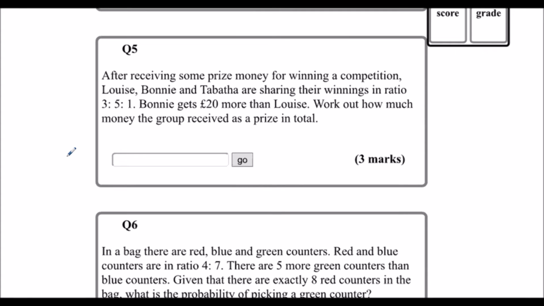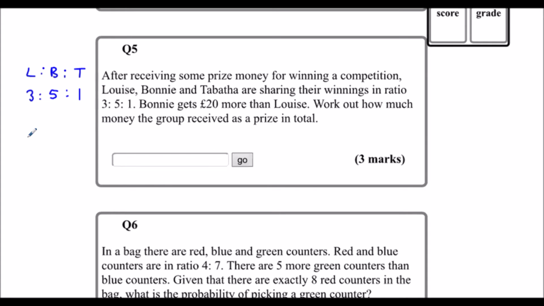Question 5. After receiving some prize money for winning a competition, Louise, Bonnie and Tabitha are sharing their winnings in the ratio 3 to 5 to 1. Bonnie gets £20 more than Louise. Work out how much money they received in total. So we've got Louise, Bonnie, Tabitha in the ratio 3 to 5 to 1.